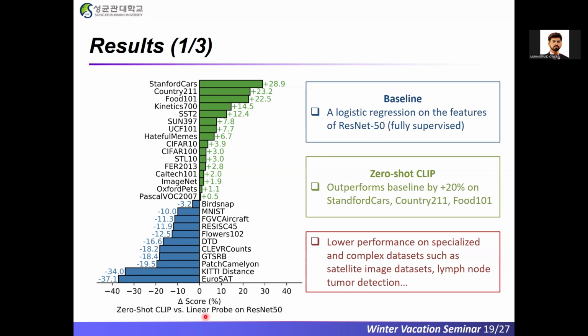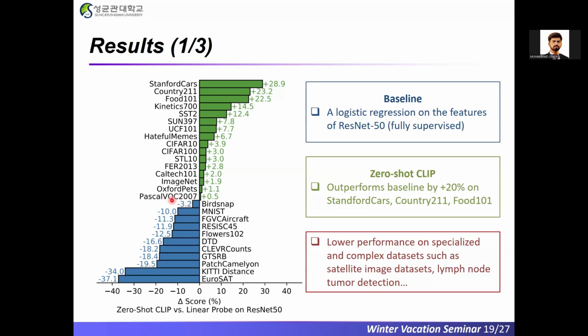So this ResNet 50 is basically a logistic regression. They have trained a ResNet 50 based on the logistic regression features on top of it, and it is fully supervised. If we see here, they have actually made a comparison between 27 datasets. So starting from the Stanford Cars up till SUN, these are the names of 27 datasets. And among these 27 datasets, CLIP has performed better on 16 of them.